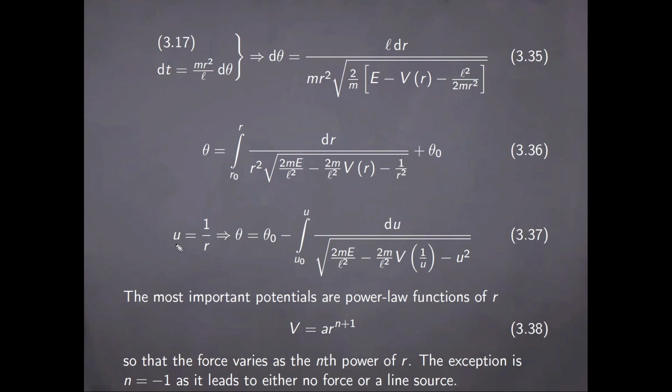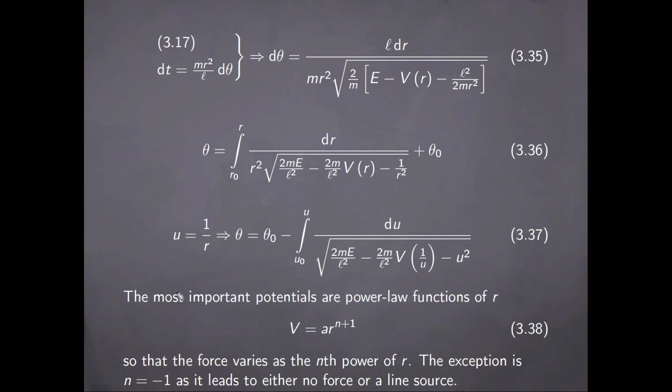Furthermore, if we once again employ the change of variables here with u given as 1 over r, then we can bring theta to this expression. In principle, assuming we can perform the integral, which usually can be quite problematic, we can invert the relation and then invert the transformation in order to obtain r as a function of the angle.